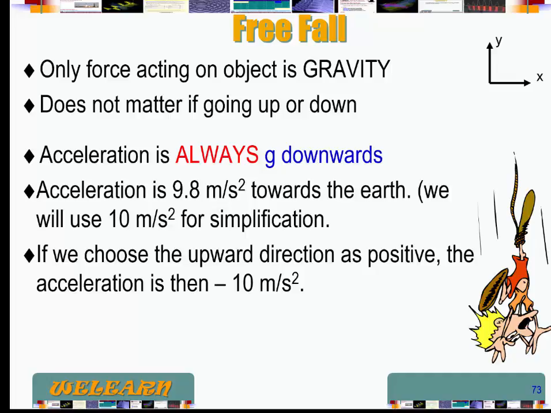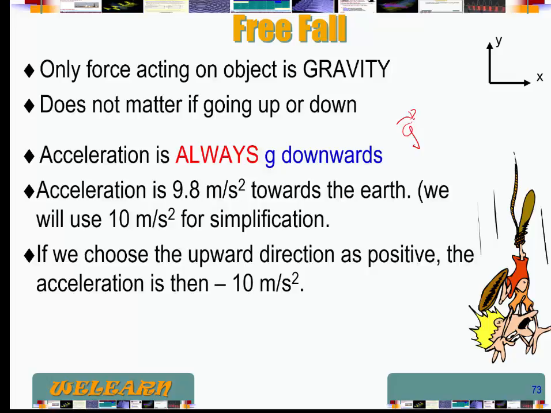To summarize, we have free fall when the only force acting on the object is gravity, and it does not matter whether the object is going up or down. The acceleration is always equal to the gravitational field g, which is pointing downwards at the surface of the Earth.